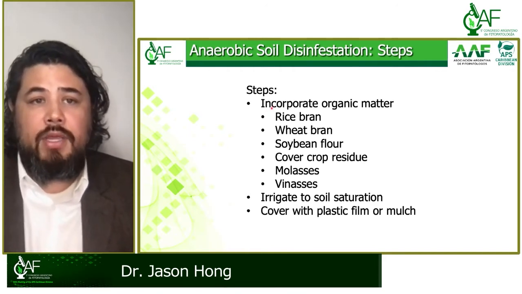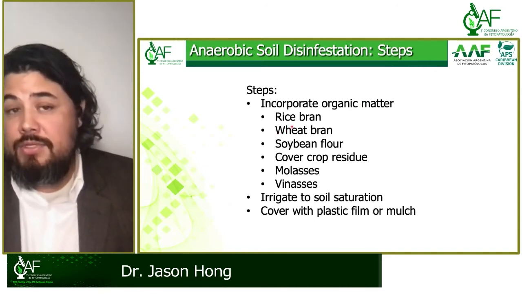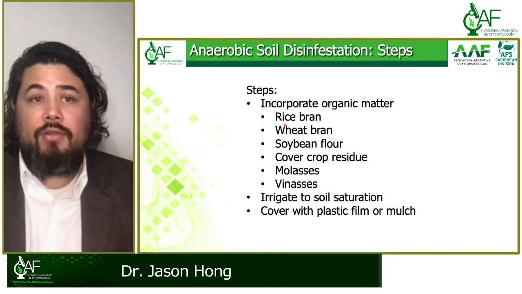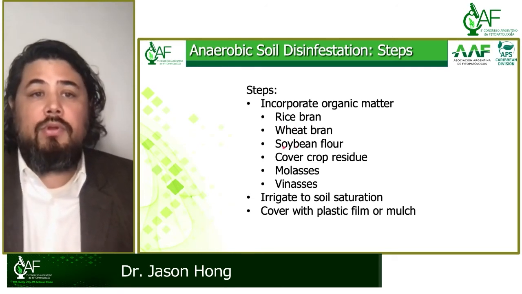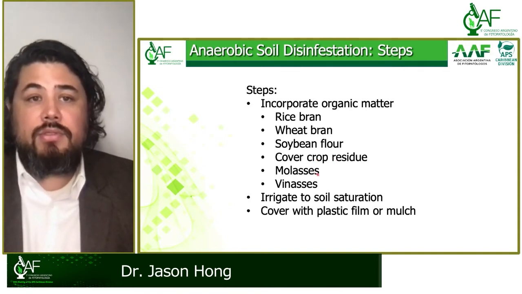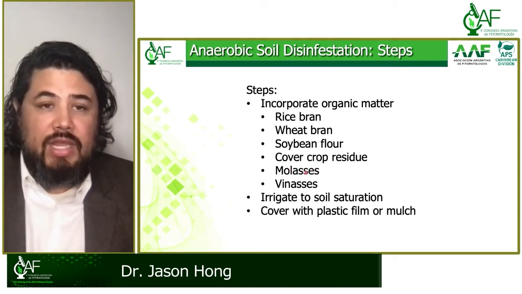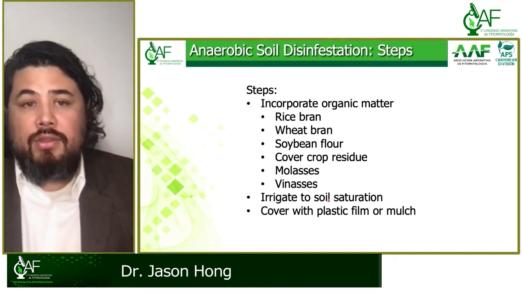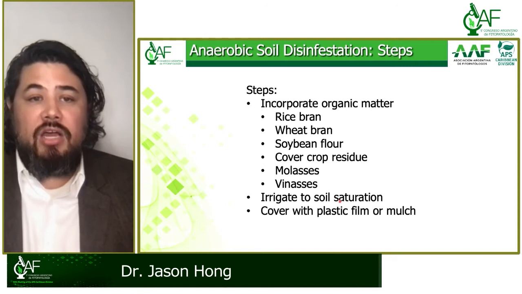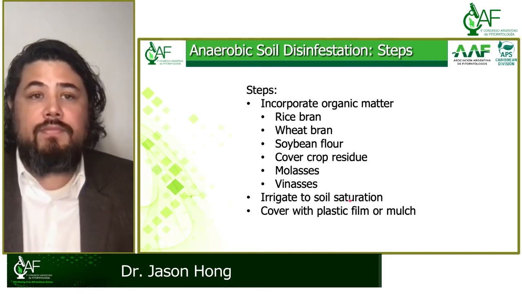The first step being incorporating organic matter. In Japan, a lot of times they use ethanol. In California, they've been using rice and wheat bran. Other parts of the world have been using soy flour. Cover crops have been used. In Florida, we've used molasses and vinasse. Then you irrigate the soil to saturation and cover with a plastic film or mulch.